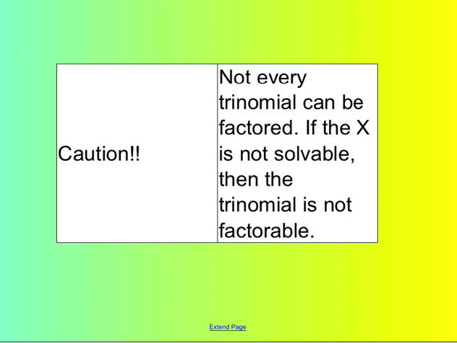This has happened to us once in the past on that review sheet we did way back before quiz 2. All right, so not every trinomial can be factored. If the x isn't solvable, if the x doesn't work, then we say that the trinomial is not factorable. Well, let's say you get the x to work and then you can't factor by grouping. Then you did something wrong. But if you can't get the x to work at all, then the trinomial is not factorable. So let's take a look at this.